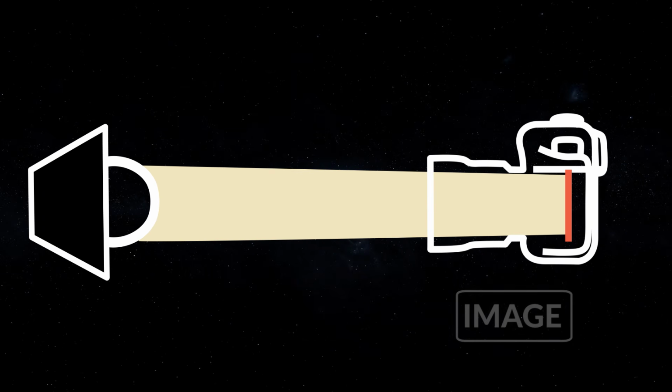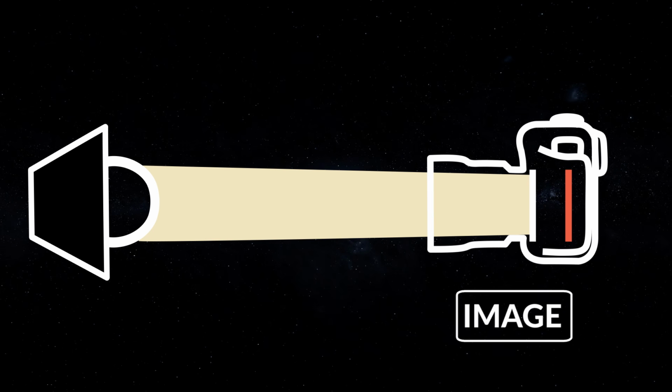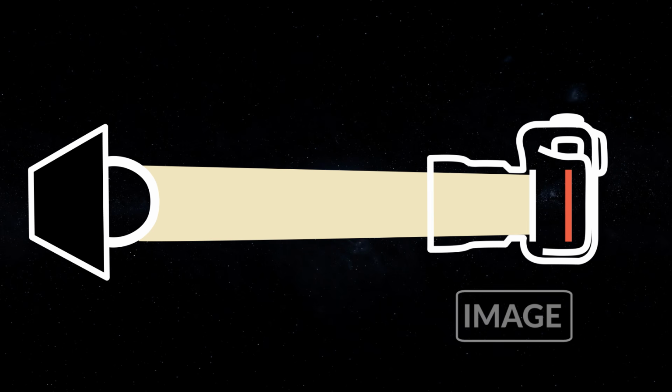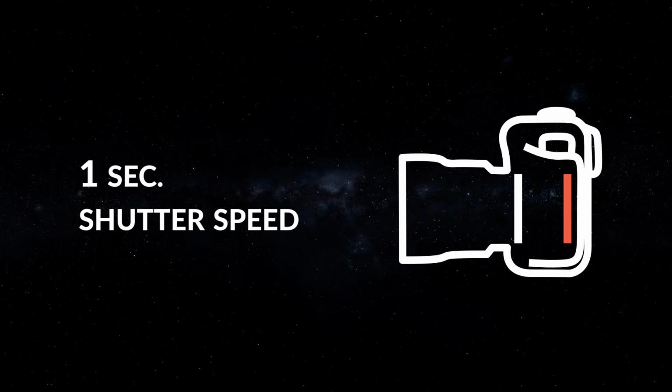The longer your shutter stays open, more light is going to come into your camera, resulting in a brighter image. And with a shorter shutter speed, less light is going to come into your camera, resulting in a darker image. Your shutter speed is exactly the same amount of time that your sensor is exposed to light. So if you have a 1 second shutter speed, the sensor in your camera is exposed to light for 1 second.